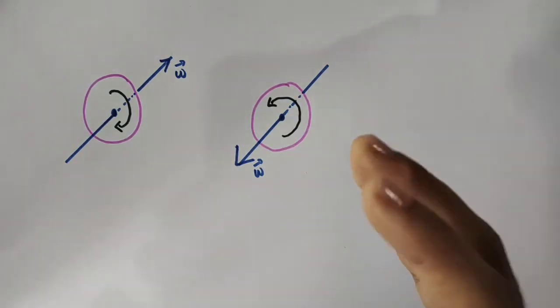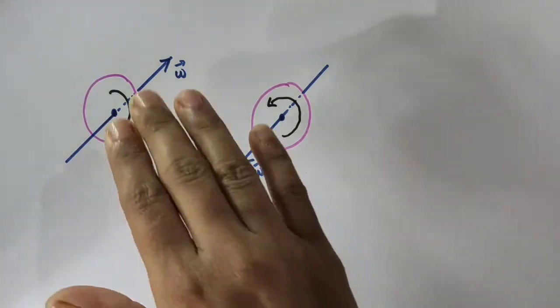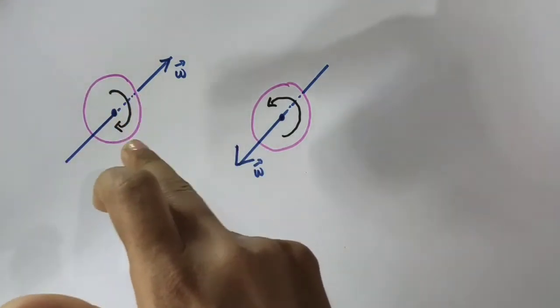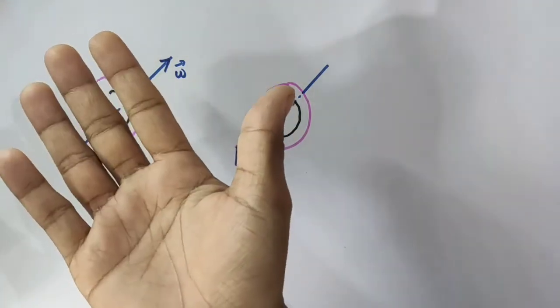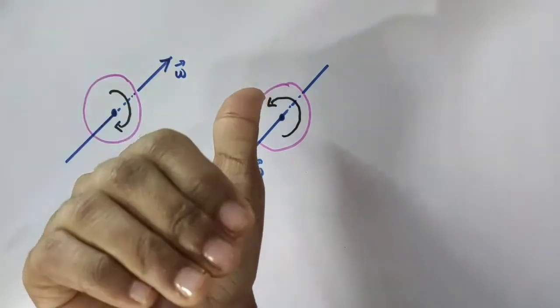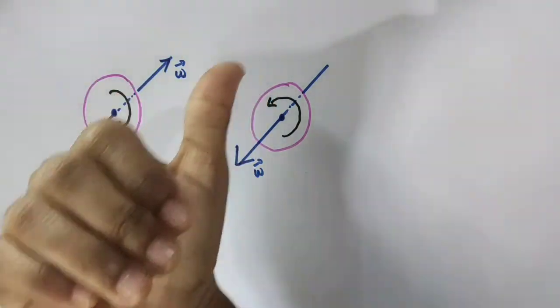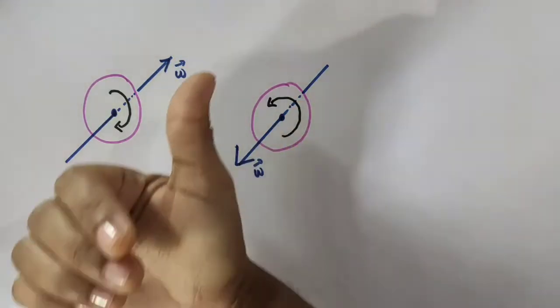Or we can just use our right hand. We have discussed the right hand screw rule, the right hand rule for the direction, in our previous videos. I will provide the link in the description box, and if you want, you can watch that. See, when we use our right hand here, the body is rotating in the clockwise direction. So we take our right hand palm and make it rotate in the clockwise direction. So the thumb points in this direction, the direction of angular velocity.